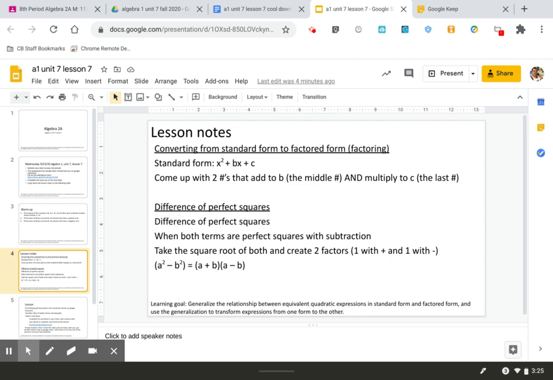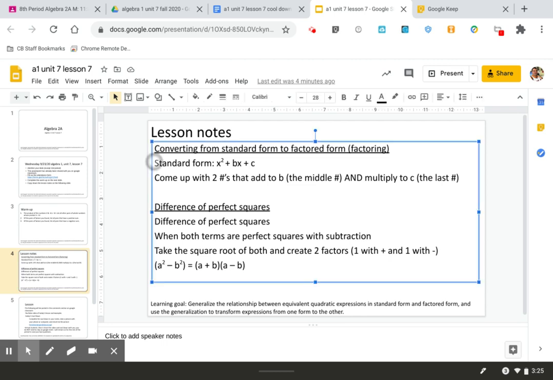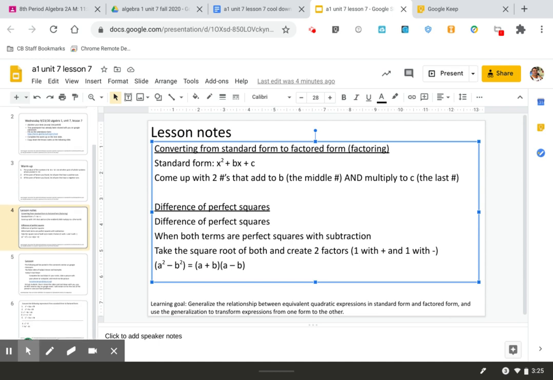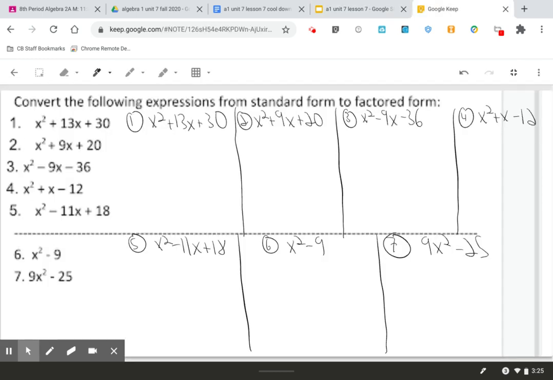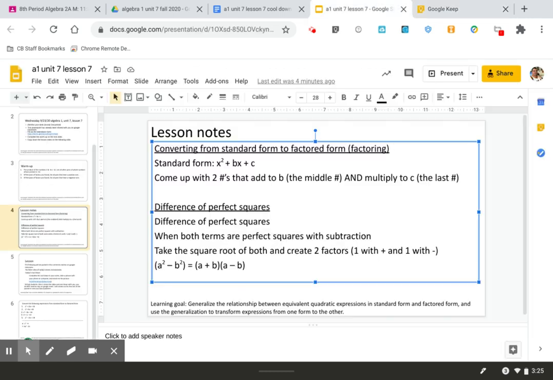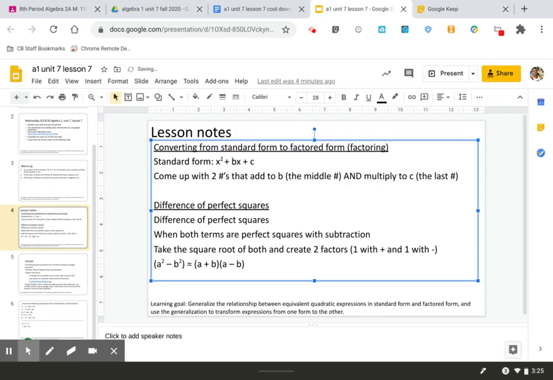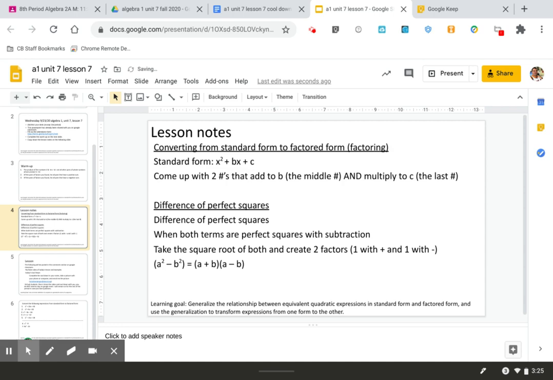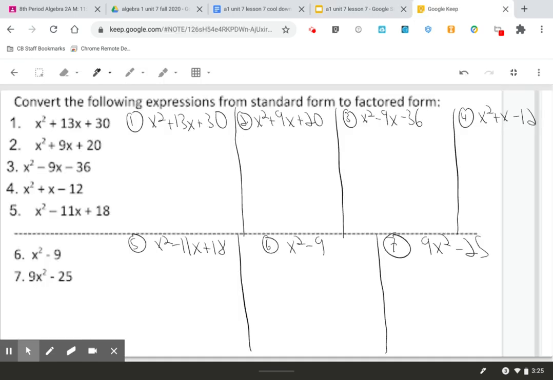So the general form is when we have an equation that looks like this, in our standard form. Basically we need to come up with two numbers that add up to b and multiply to c, the last number. So in your lesson examples today, the first 5 of those 7 examples have to do with this first one right here. So I'm just going to go through the first 5 right now.